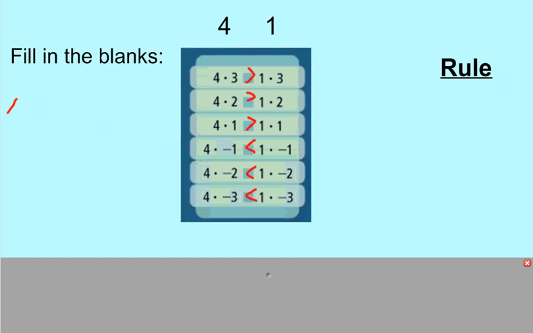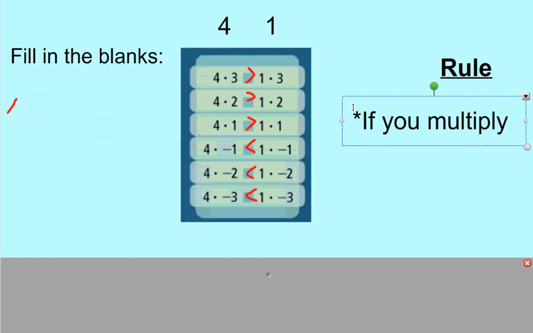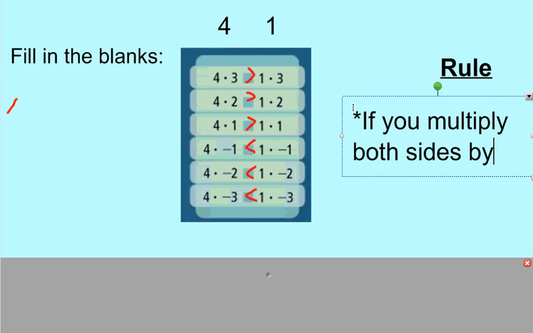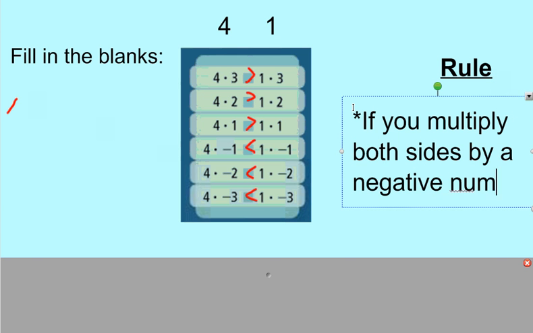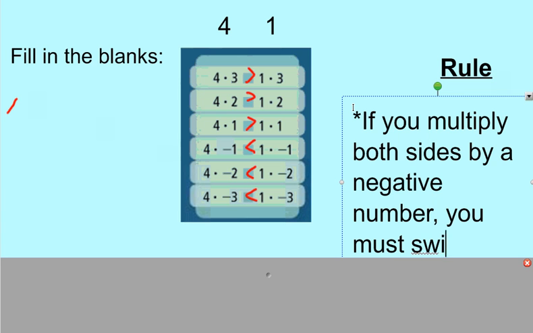So the multiplication property of inequality looks like this, where you can multiply something by the same number on both sides without changing it. But if you multiply by a negative, you have to switch the symbol. So we're going to put that on there. If you multiply both sides by a negative number, you must flip the symbol.